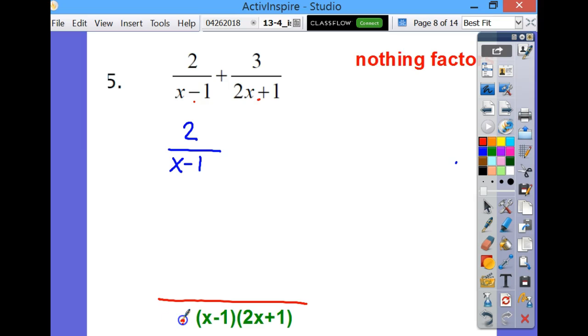What does this denominator have that this denominator does not have? This one has an x minus 1. This one has an x minus 1. This one has a 2x plus 1. This one doesn't have a 2x plus 1. And please use your red pen to put in the 2x plus 1. Because you are multiplying by 1, you have to have these on the top and bottom, so you change the form without changing the value.